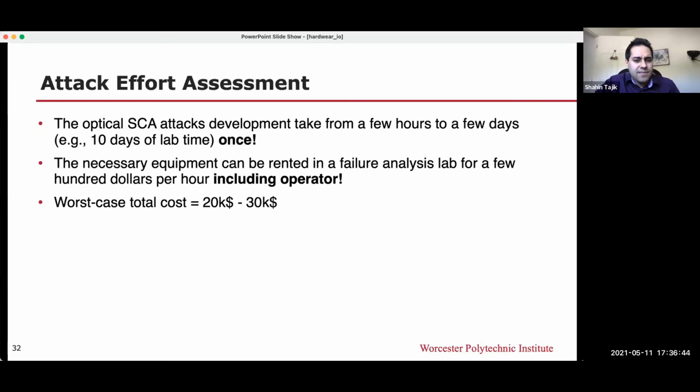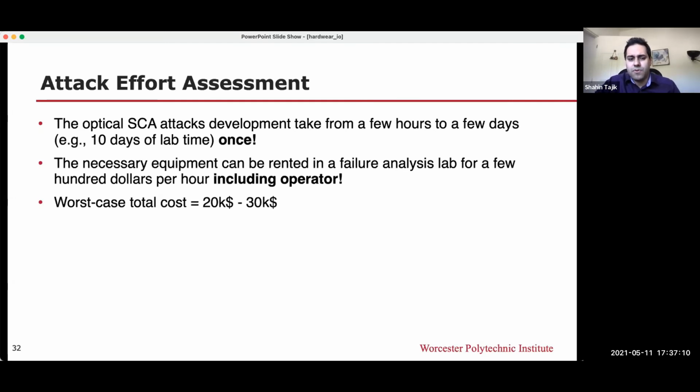Equipment, of course, we had access to the equipment, but you don't necessarily have to. You can rent it. Renting is a few hundred dollars per hour, about $250 or $300 per hour, including operator. Which means for our worst case scenario, which only took 10 days, the worst case total cost will be 20K to 30K, which in many scenarios is very cheap.